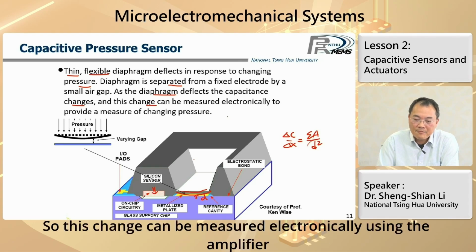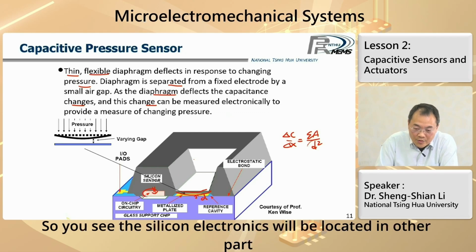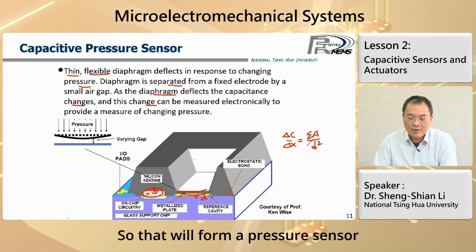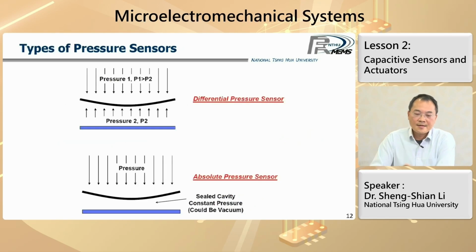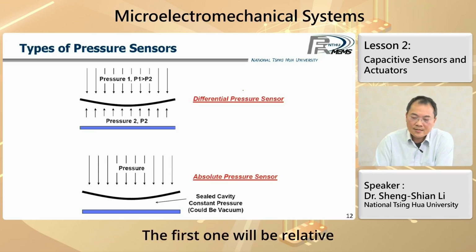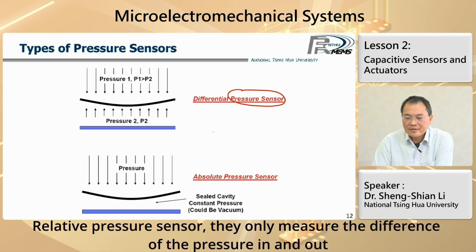This change can be measured by electronics using an amplifier. You see the silicon electronics are located in the other part, and the membrane is at the center. That will form a pressure sensor. There are two types of pressure sensor we can design. The first one is the relative pressure sensor. Relative pressure sensors only measure the difference of the pressure in and out.